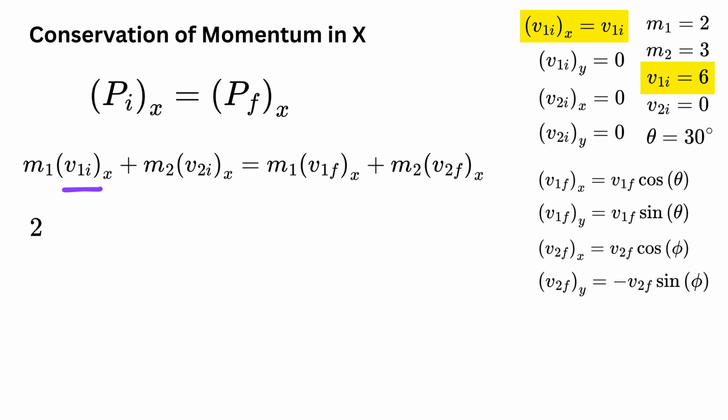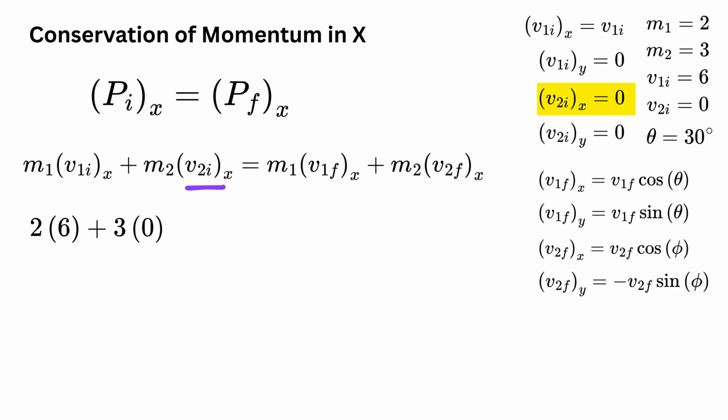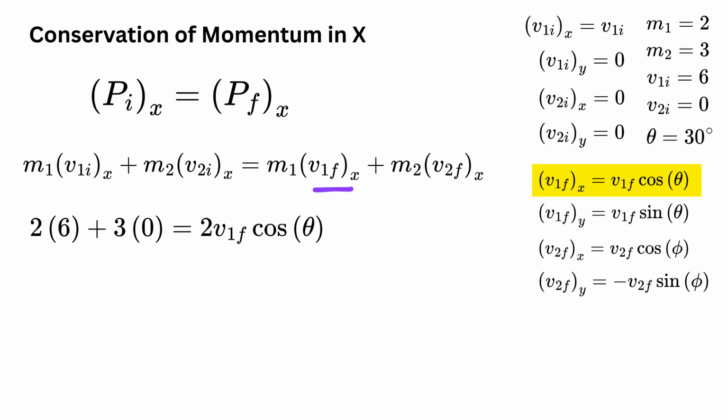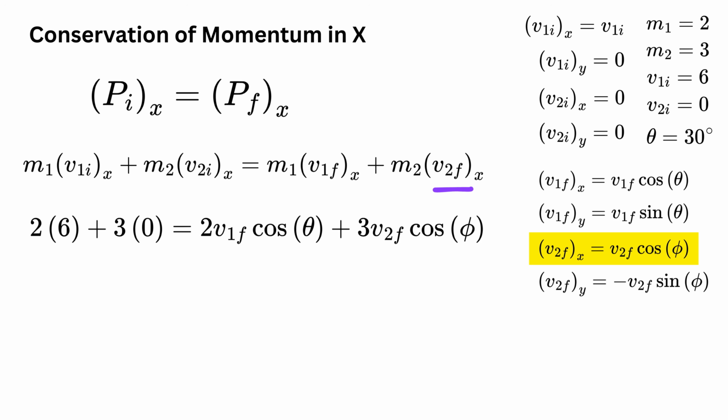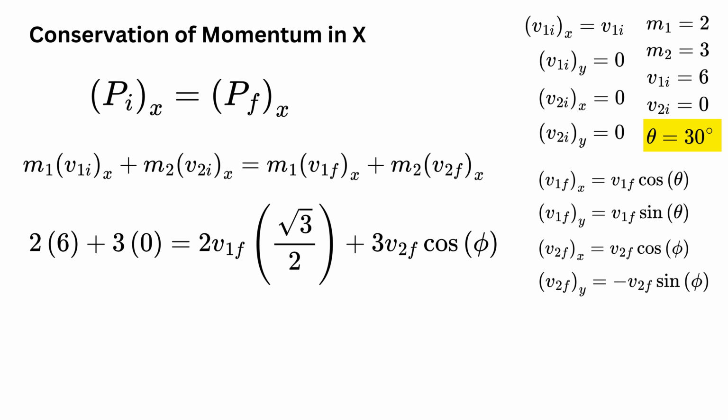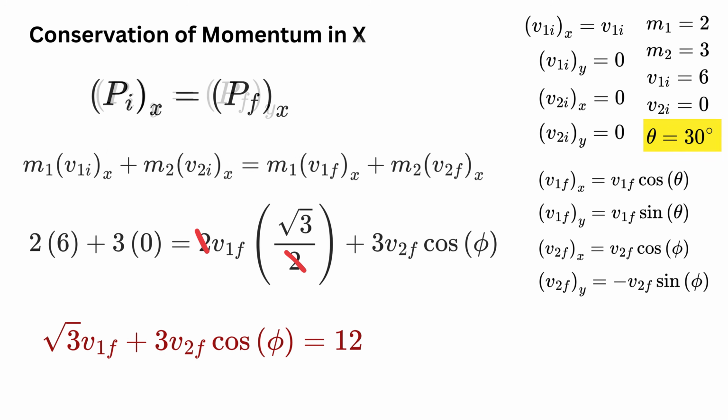m1 is 2, then v1 initial in x direction is 6, then m2 is 3, then v2 initial in x direction is 0, then v1 final in x direction is v1f cos theta, and v2 final in x direction is v2f cos phi. We are given theta is 30 degrees, so this cos theta will be equal to square root of 3 over 2. So the first equation that we have is square root of 3 times v1f, plus 3 times v2f cos phi equals 12.